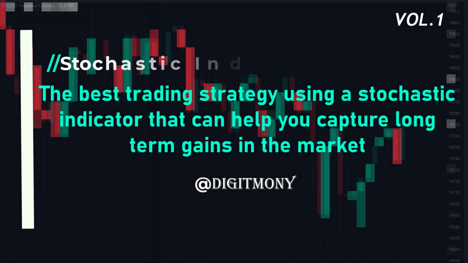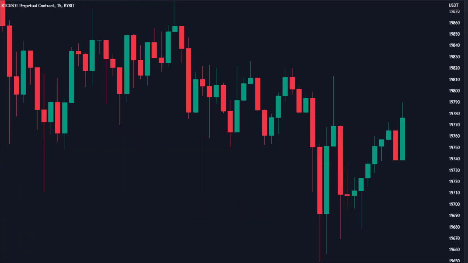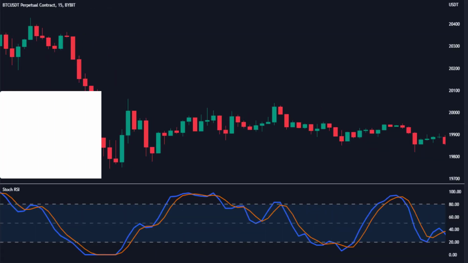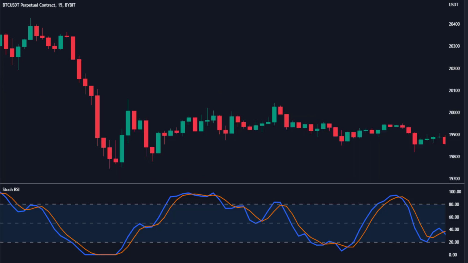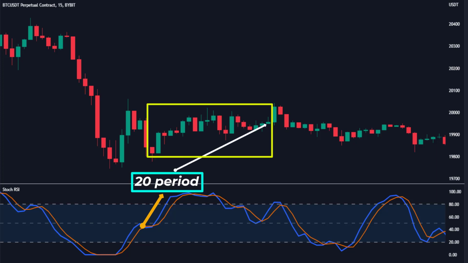Now let's get right into the video. Let's first explain the stochastic indicator. So the stochastic indicator is a short-term momentum indicator that replicates the RSI indicator because it also compares the current candle close to the highest and lowest closes during a specific time period. For example, if we chose a 20-period stochastic, it will display where the current candle is in relation to the range of the previous 20 candles.